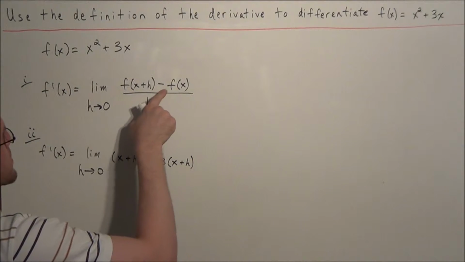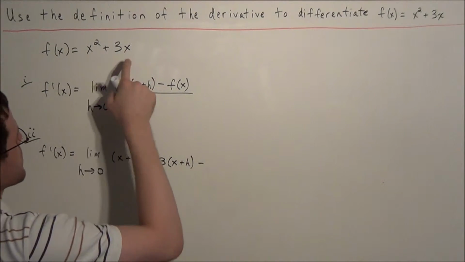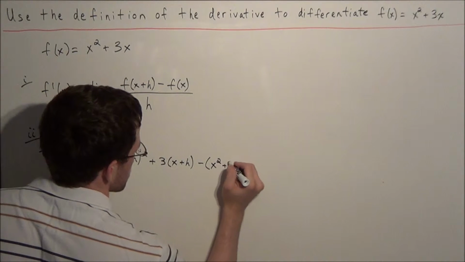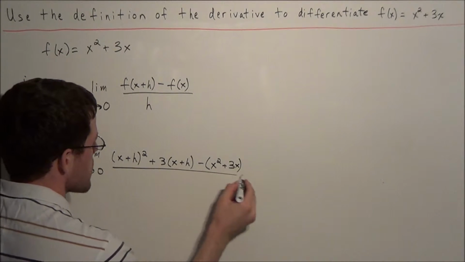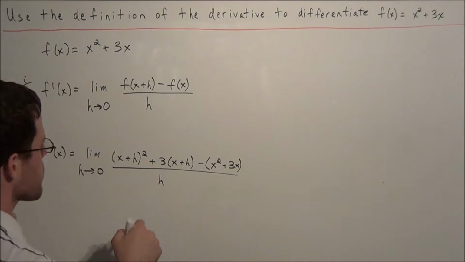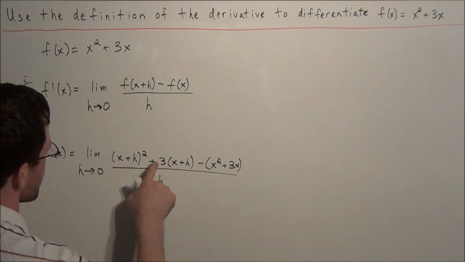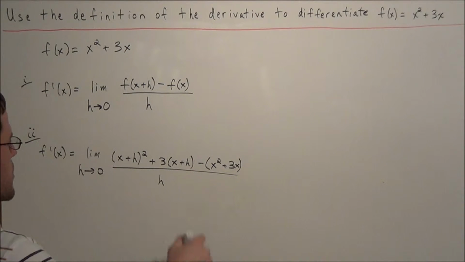And now we're subtracting f of x. But remember, f of x is equal to x squared plus 3x. So we're subtracting x squared plus 3x. And remember, this is still all over h. So this is the part here we really need to be careful of. This segment here represents f of x plus h. All we do is replace all the x's with x plus h.